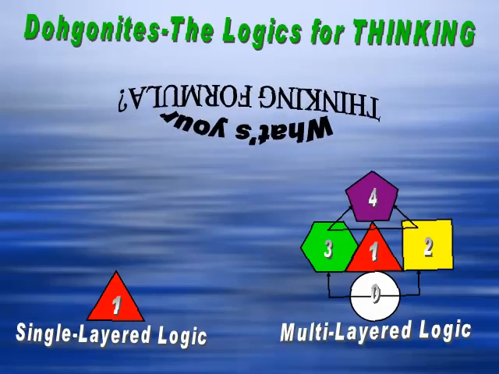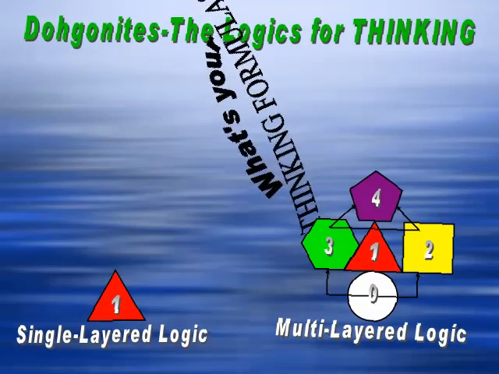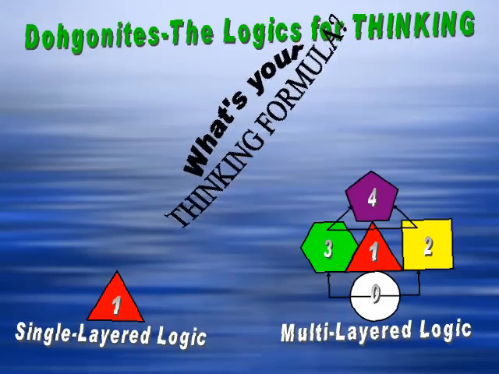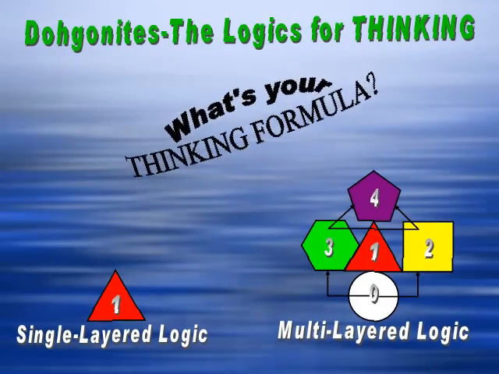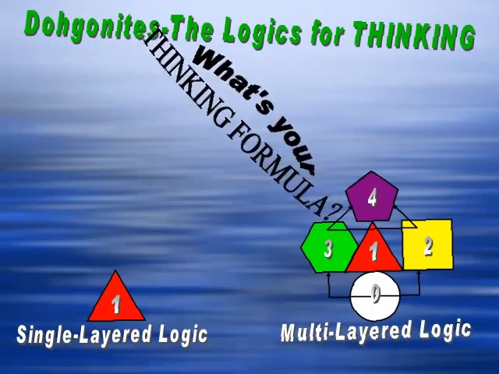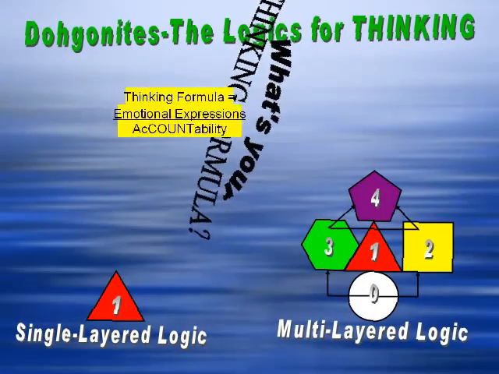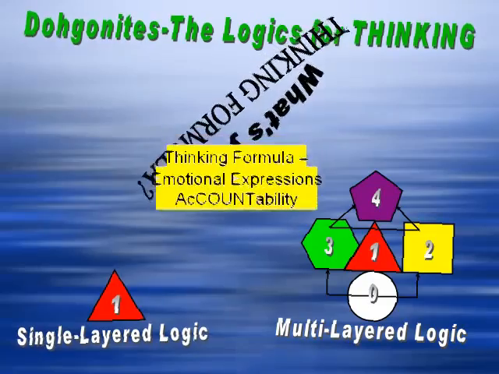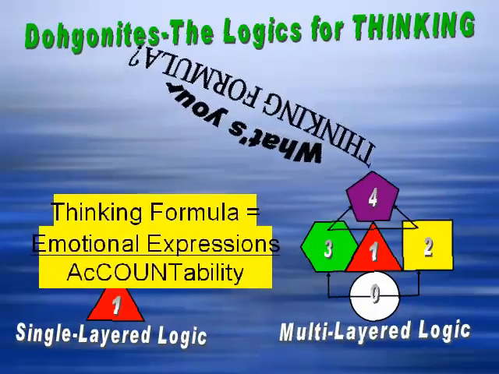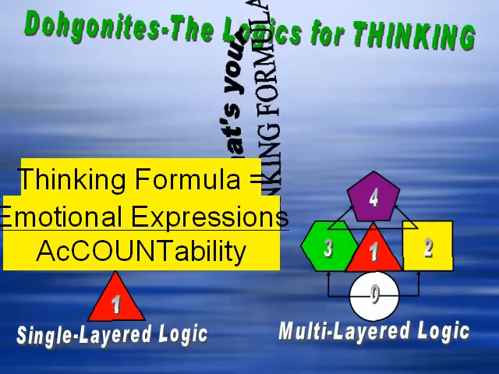Anyway, let me get into colors and numbers. Numbers are used to count, and as you count, you become accountable. You count, you become accountable. Colors are used for emotional expressions, and as you emotionally express yourself, you discover the colors of your mind. With these definitions, we can surely write your thinking formula as follows. Thinking equals emotional expressions divided by accountability.